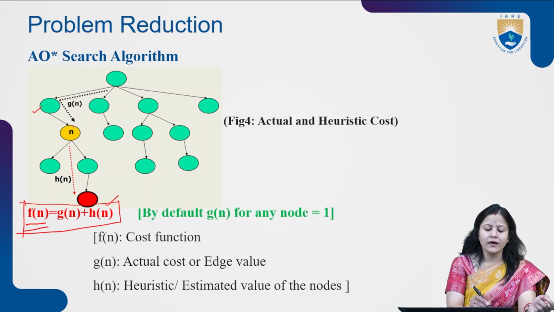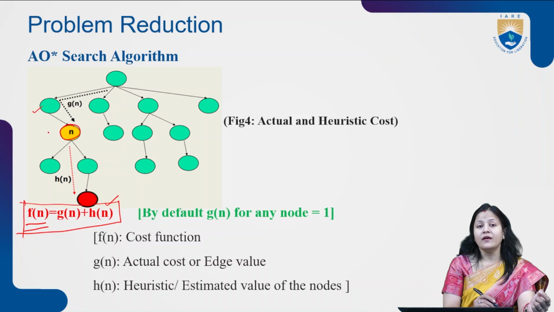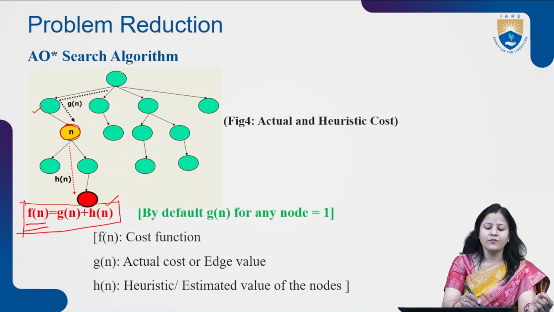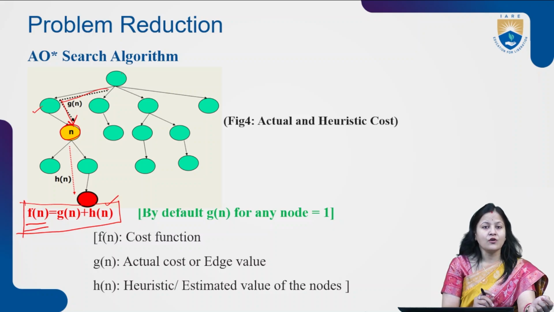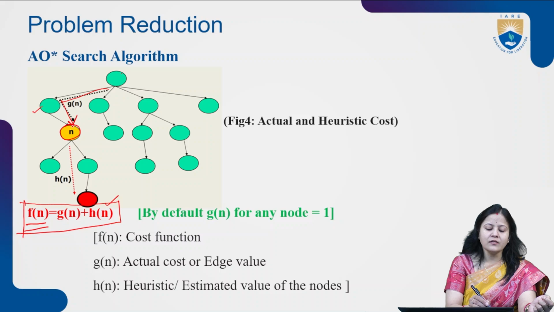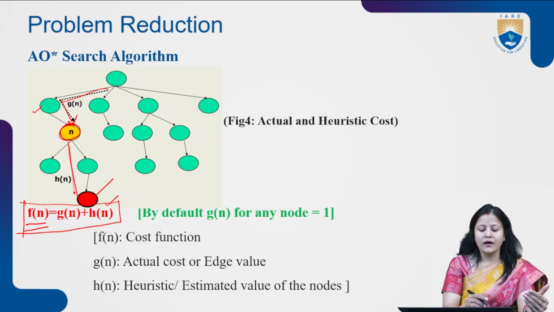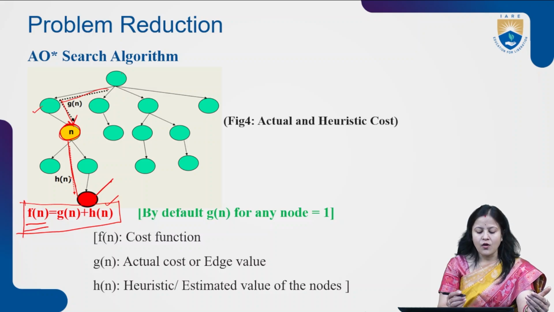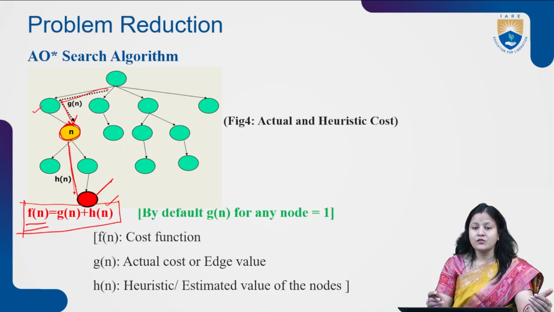Actual cost: suppose our current node is at this place n, then the actual cost is the distance starting from the root node to the current node. That distance is denoted as g of n, which is called the actual cost. And the direct distance from this current node to the goal node, not following one path, the direct distance between the current node and the goal node is called the heuristic cost or estimated cost, or the utility cost of the node, we can say.